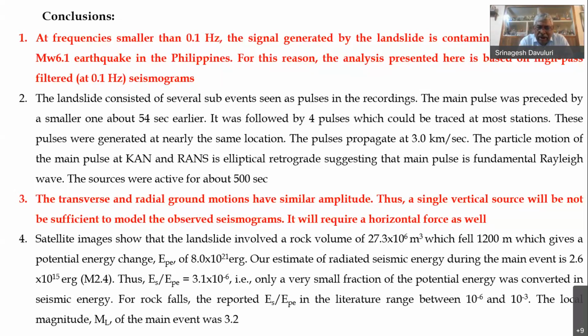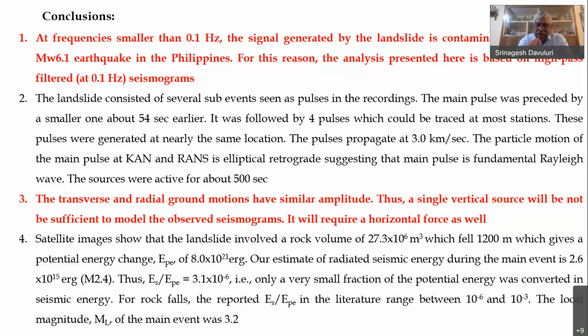The transverse and radial ground motions have similar amplitude, which means a single vertical source will not be sufficient to model the observed seismograms. It will require a horizontal force as well. And exactly that is what I showed: you have to have a drag force as well as a lift force.